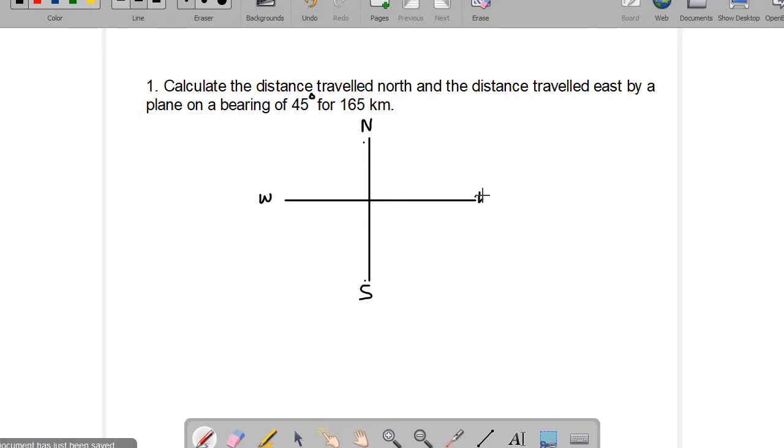Okay, so once you've done that, now you can go ahead and put in all of the information from the question. It says that it is a plane that travels on a bearing of 45 degrees for 165 kilometers. So you're going to draw the path that the plane takes, that would be between north and east, because it says the distance traveled north and the distance traveled east, so that means the plane must be traveling between those two cardinal points.